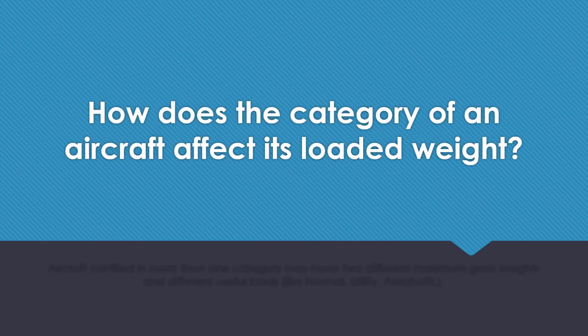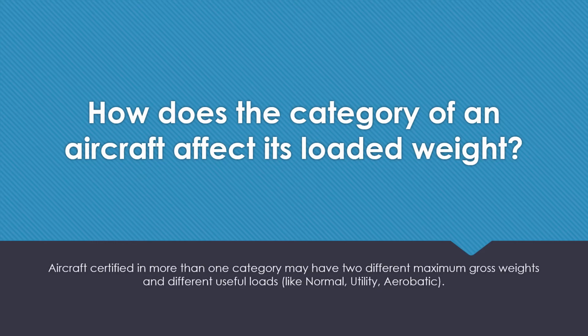How does the category of an aircraft affect its loaded weight? Aircraft certified in more than one category may have two different maximum gross weights and different useful loads, such as the normal, utility, and acrobatic categories.